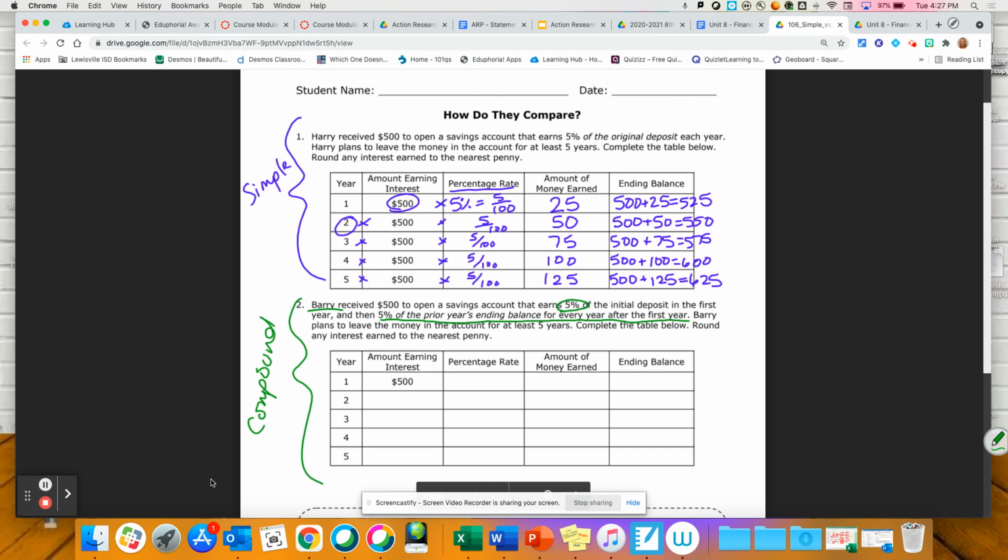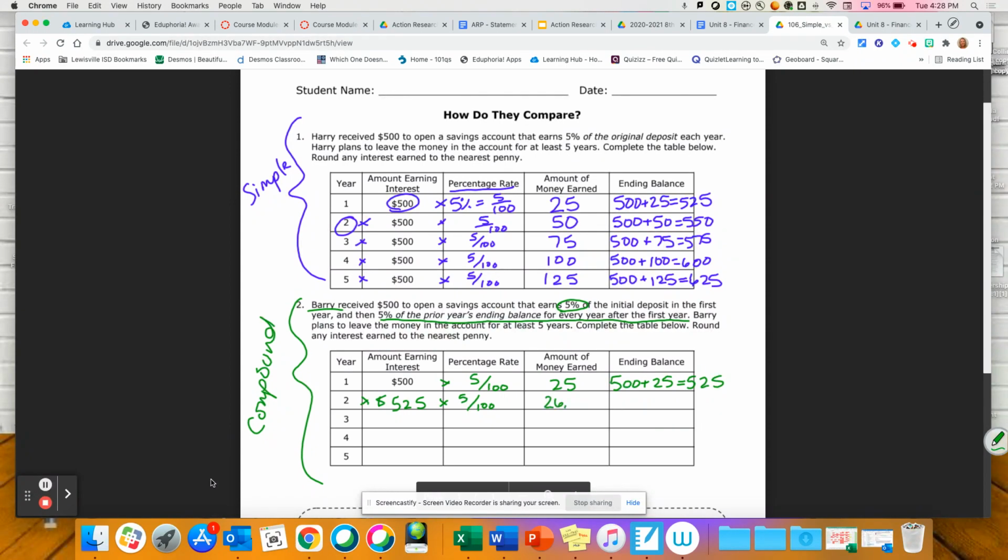So on the first year, his percentage rate is the 5%. So for this one, his amount earned is $25, just like Harry's. So after the first year, he has the same amount. But in this second year, the amount earning interest is now no longer $500, but now we're looking at $525. The interest rate is still the same. The years are still the same, but the amount of money that he is earning interest on is more.